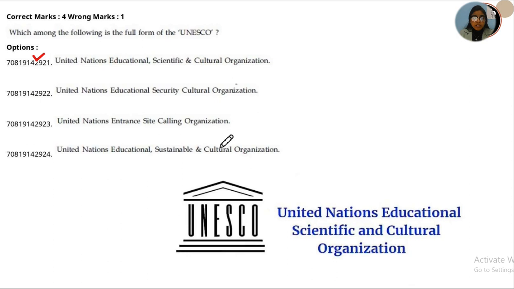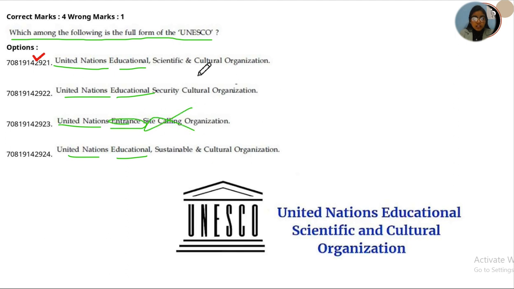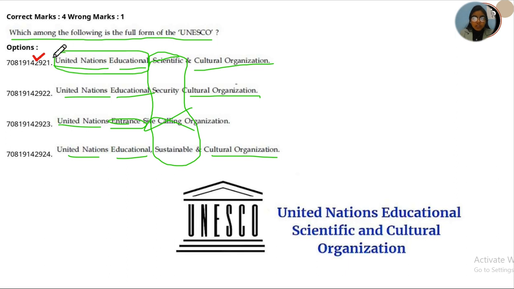Next we have, which among the following is the full form of UNESCO? Students mostly get confused with some words. See here what they have done: United Nations is the same. Educational, here they have added entrance, wrong. Next, cultural organization, see everywhere it is the same, but where they have done the change is in scientific, security and sustainable.